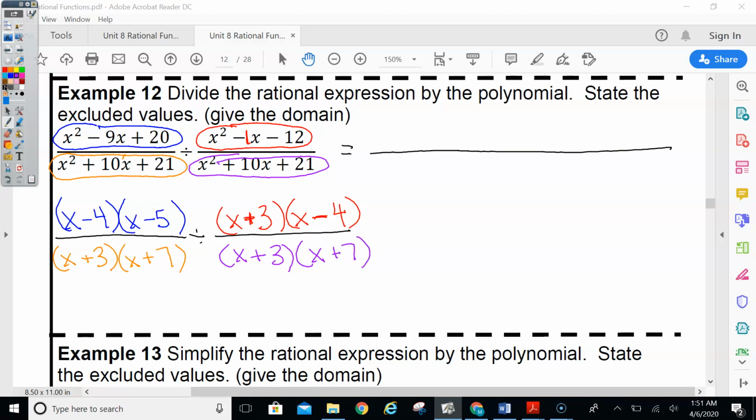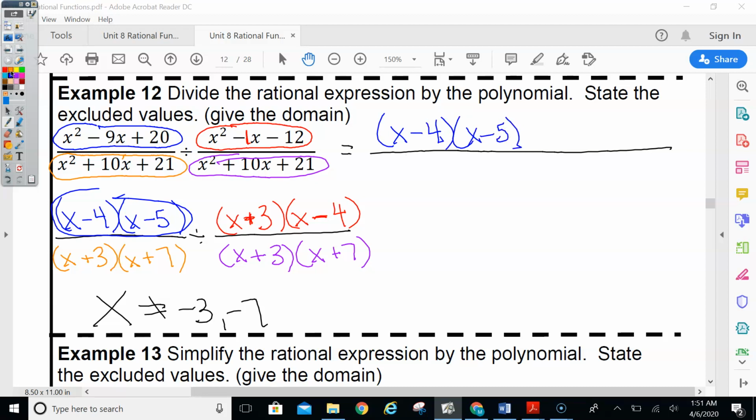Okay, before you start flipping around and canceling out, what can x not be here? So for both of these, x can't be negative 3. And for both of these, x can't be negative 7. So let's go ahead and copy these down. This stays, so it's going to stay up here. The first fraction stays normal. This one's going to stay x plus 7, or x plus 3, x plus 7.